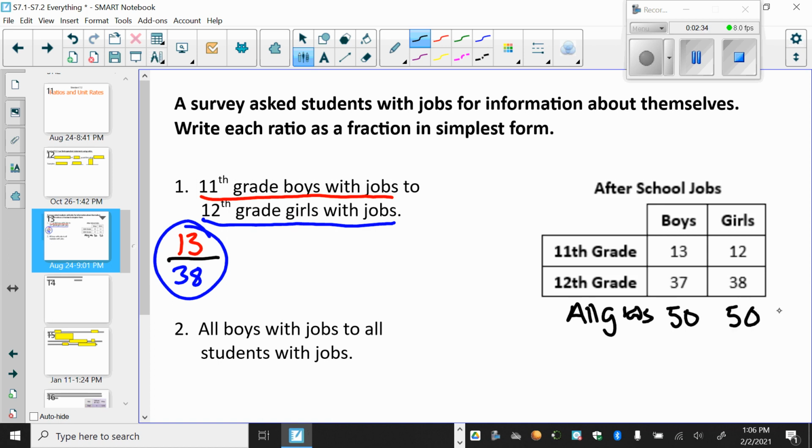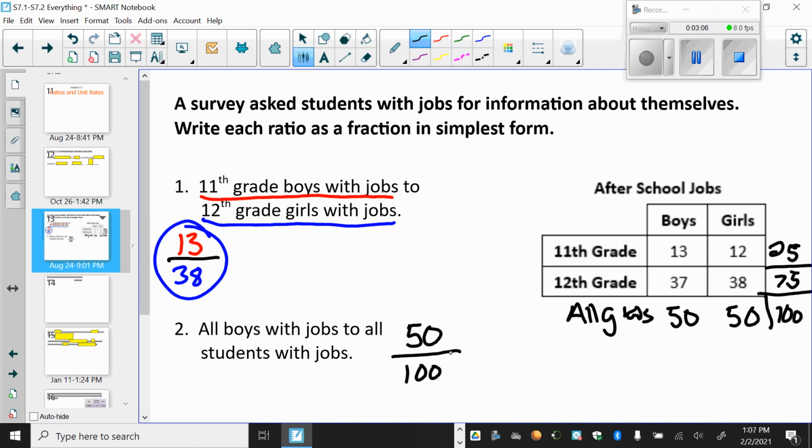I know that I can go this way too. There's 25. There's 75. And then down here is the total of all of them, which is 100. So 50, all the boys and all the girls from all grades, would be 100 total students. So all boys with jobs would be 50, compared to all students with jobs, which would be 100.